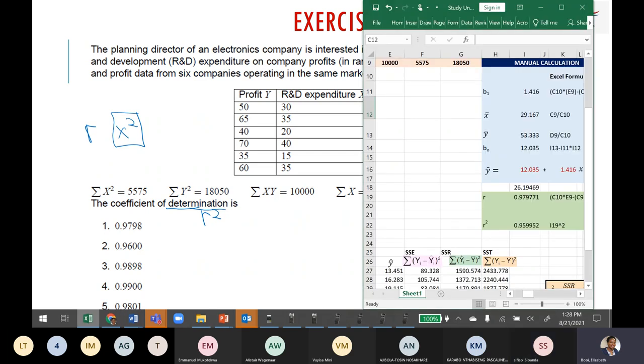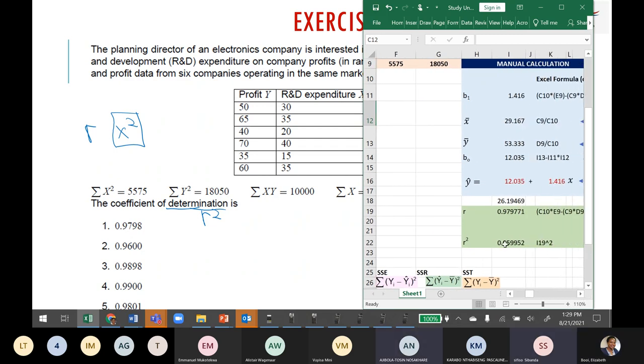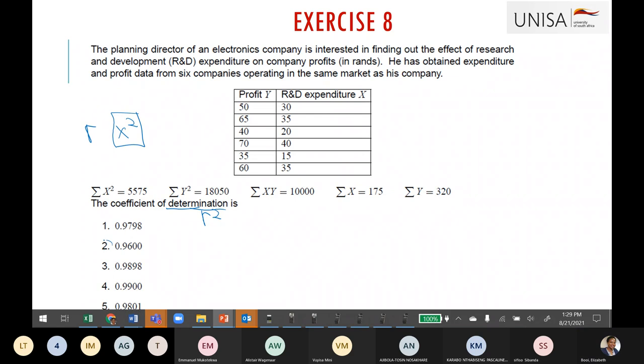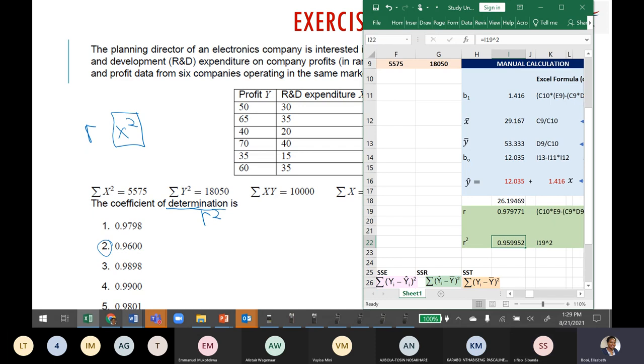Okay. So on Excel, it's 0.9599. If we round off the values, I think we will get 0.9 as an option, because the answer here is 0.959952.